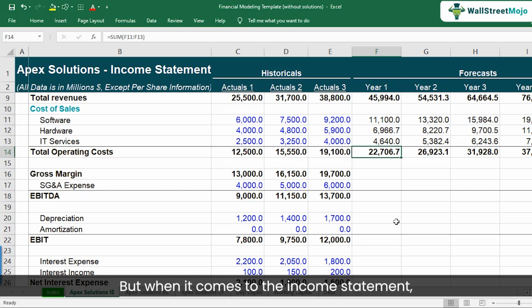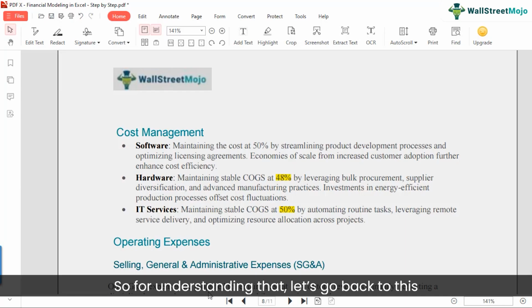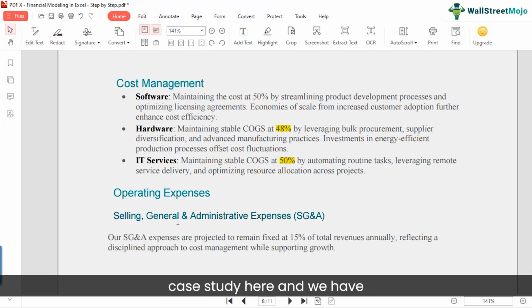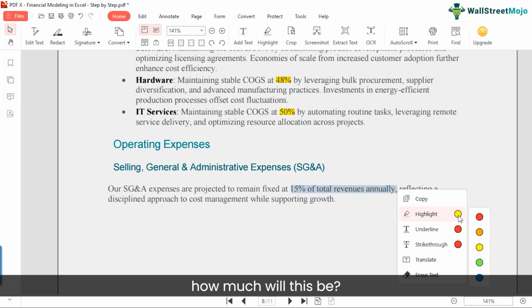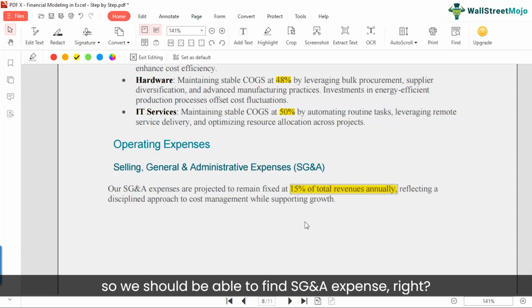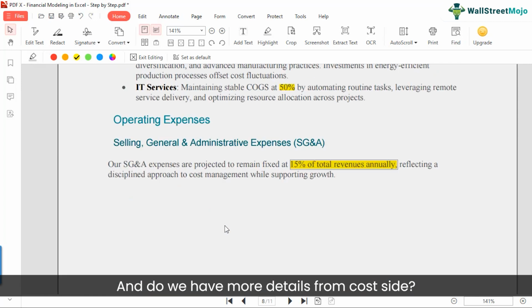But when it comes to the income statement, there are other specific costs as well which are mentioned. Now let's look at SG&A expense. So for understanding that, let's go back to this case study here, and we have been provided with some more details about SG&A expense. SG&A expense are projected to remain fixed at 15% of the total revenues annually, right? So we have this number with us as to how much will this be. We have the total revenues, so we should be able to find SG&A expense, right? And do we have more details from cost side? No, we don't.